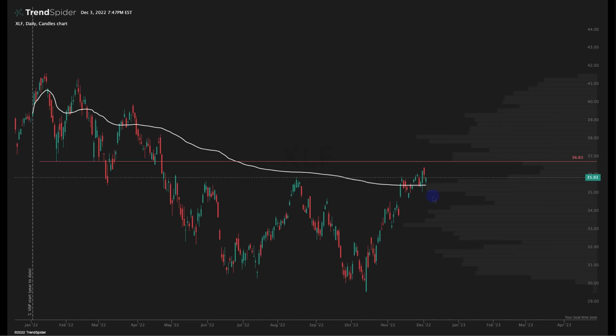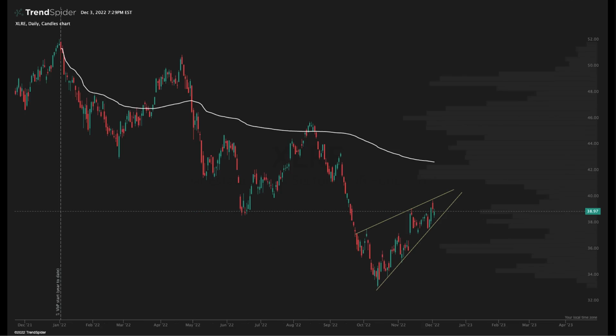If we take a look at XLF, financials are trading above their year-to-date anchored VWAP, and above this volume shelf with a little bit of an open gap here too. So if financials want to continue to run, start looking at 3683 to the upside, where we had a prior area of support, and then it broke down right over here, and you can see that we haven't really tested it yet. So that's going to be one to keep an eye on as well.